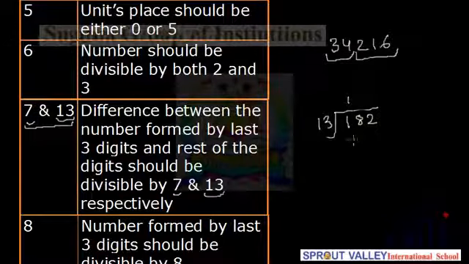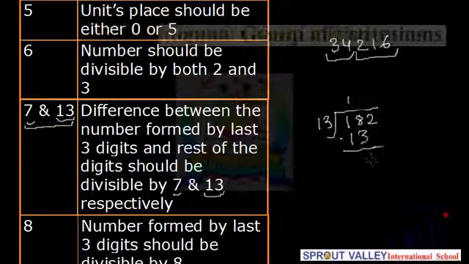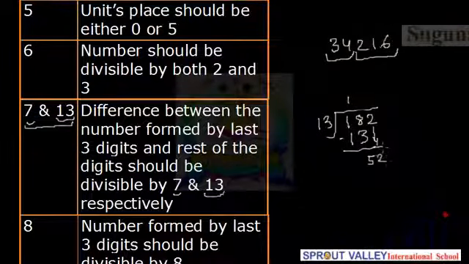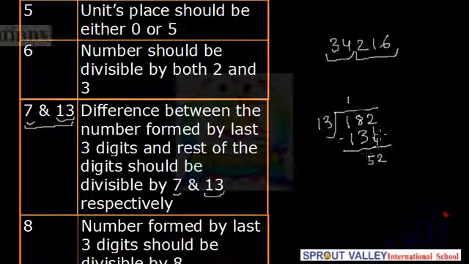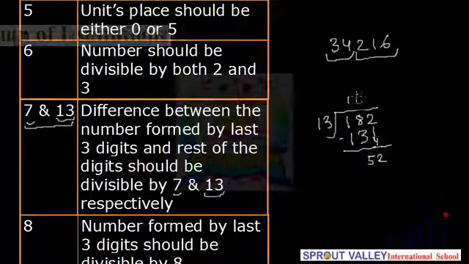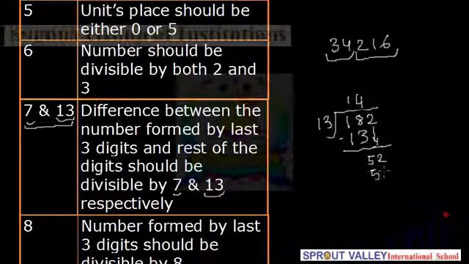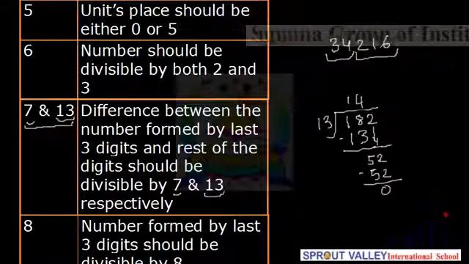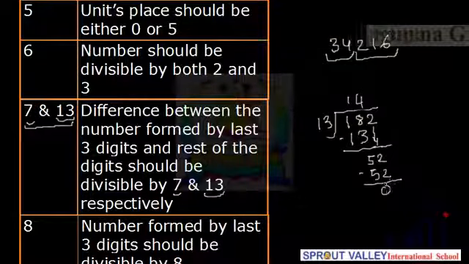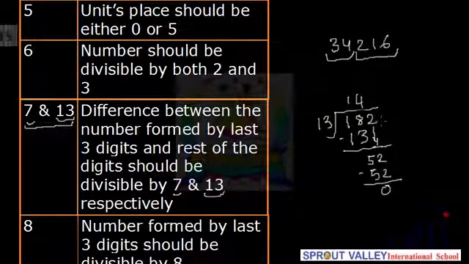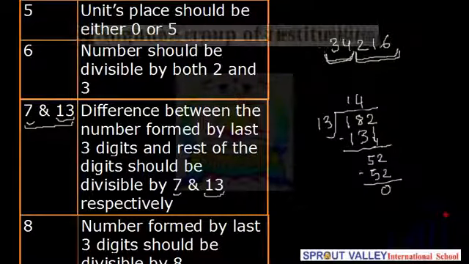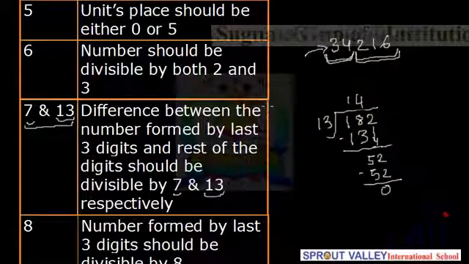So 13 ones are 13, 8 minus 3 gives 5, 1 minus 1 is 0. If I note this 2 down, the new number is 52. Add 13 fours are 52, and the remainder is 0. This suggests that this 182 is divisible by 13. And this 182 is the difference between the number formed by the last three digits and the rest of the digits. This suggests that this number should also be divisible by 13.